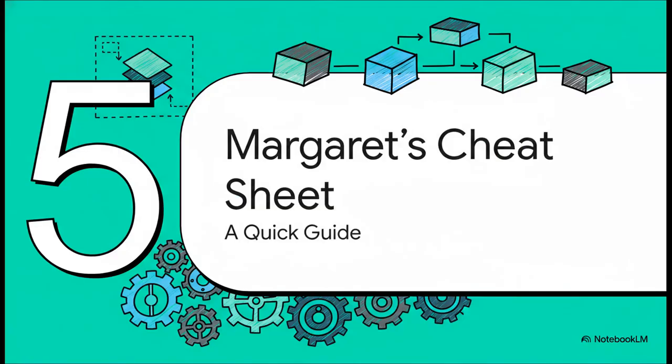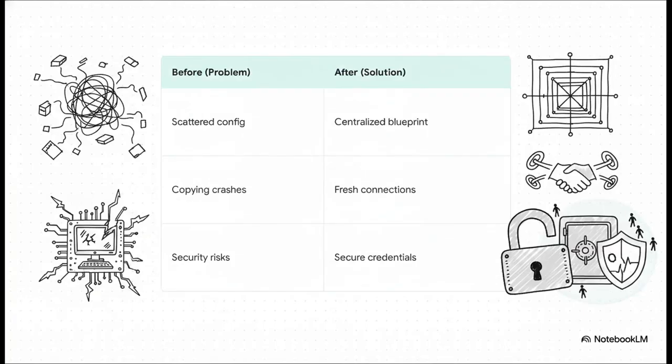All right, to wrap this all up, let's take a quick look at Margaret's cheat sheet. Think of this as your go-to guide for when you want to use the builder pattern in your own projects. I mean, just look at the difference here. Before, you had configuration details scattered everywhere. After, it's all in one centralized blueprint. Before, you had programs crashing because you were trying to copy connections. After, you get fresh, safe connections whenever you want. And you go from huge security risks to handling credentials the right, secure way. The benefits are just massive.